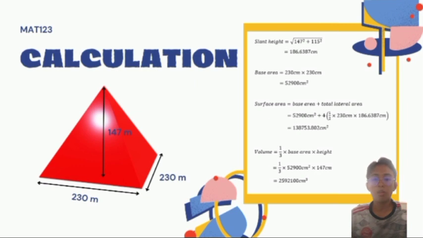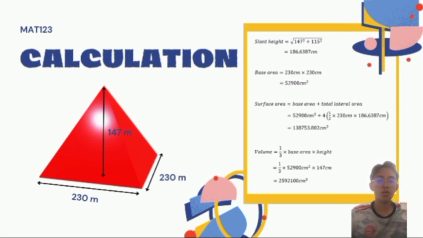So now we're going to sum up all of it to get the total area. The total area is equal to the base area plus all four of the lateral areas. So it's going to be 52,900 plus 4 multiplied by 21,463.45. So the final answer for the total surface area is 138,753.802 square meter.